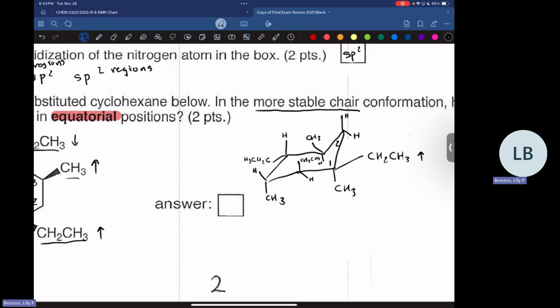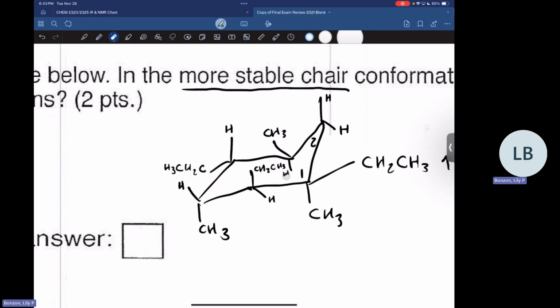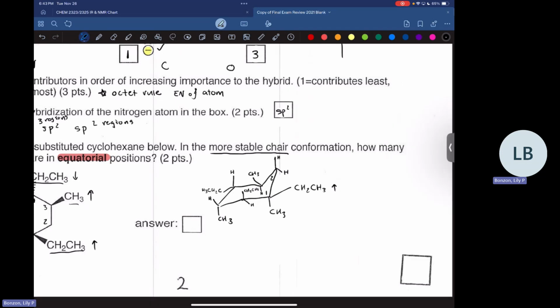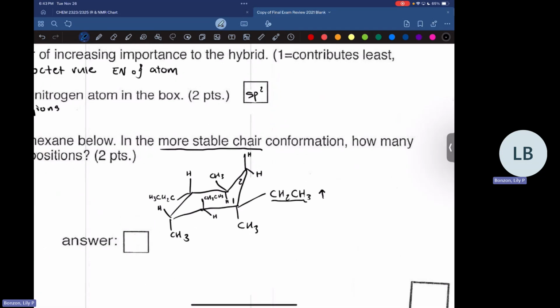Whenever you draw your chair conformation, you're going to want to make sure that you did, in fact, draw the more stable chair conformation. The way you can figure this out is you can see the bigger groups that you have and see which ones are equatorial and which ones are axial. So in the structure that we drew, we have 2 ethyl groups in an equatorial position, and our third big group, or our third ethyl, was on the axial.